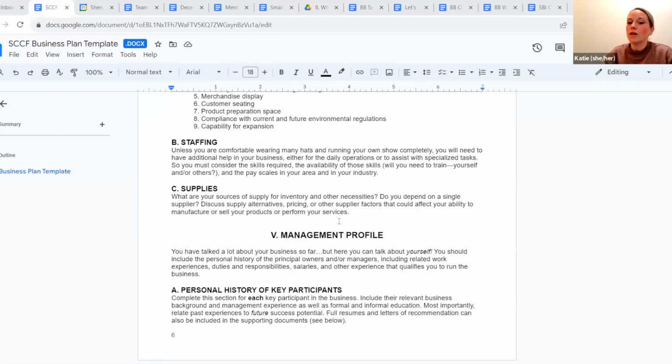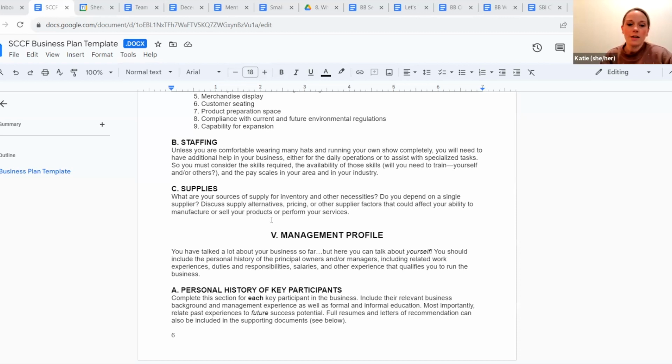Okay, so this is what you're going to need as far as inventory. What do you need to make your product, if you're making something? What are your supplies, and what will your production look like? Is this something that's always going to be made by hand? Is this something that you'll be able to put into some sort of scalable assembly line?